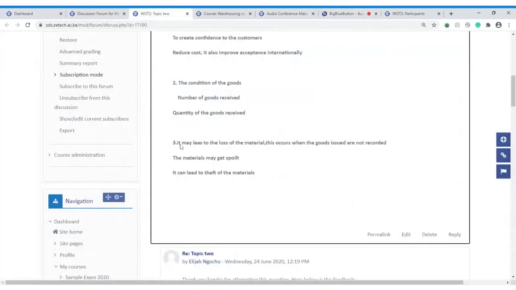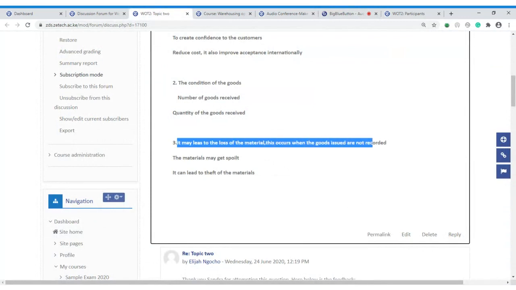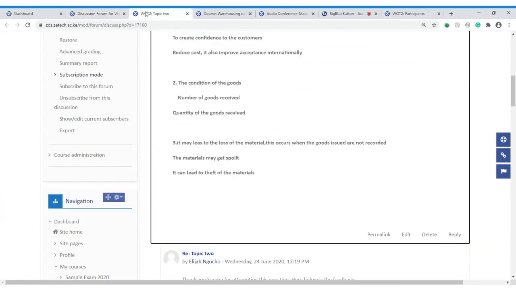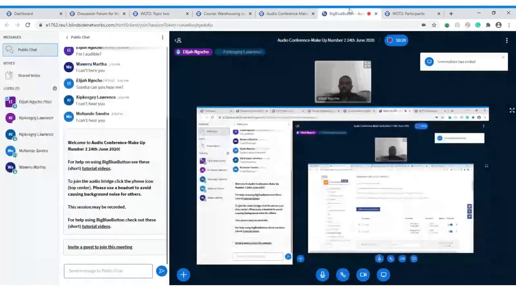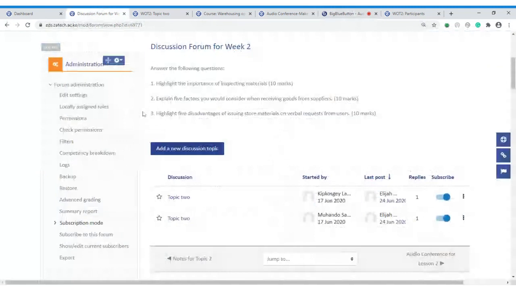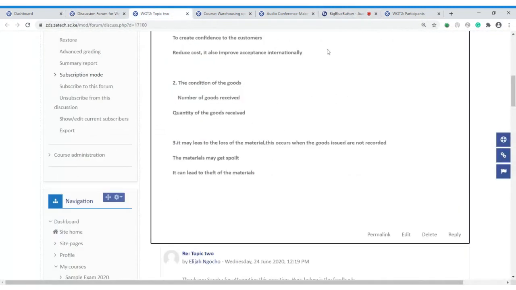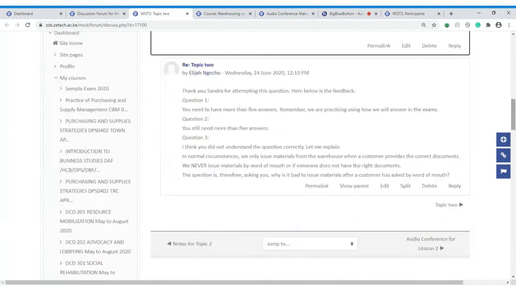It may lead to the loss of materials. This occurs when the goods are issued, not recorded. The materials may get spoiled. It can lead to theft of the materials. Those answers are out of topic. They are totally out of topic. Why am I saying so? Let me explain to you what this question means. And I have explained to you. If you check in my comments here, I have explained. I think you did not understand the question correctly.